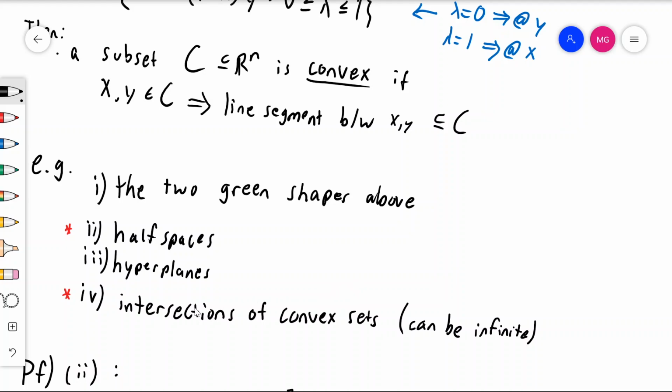You can see the opposite. If I take unions of convex sets, there's no reason at all that needs to be convex. It's immediate. You can easily find examples for that that are not convex, but intersections are.